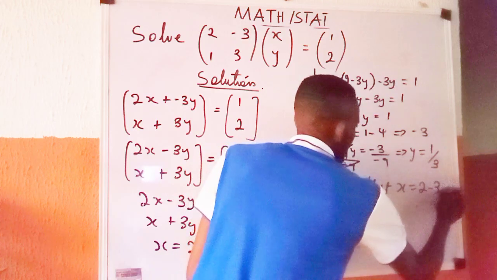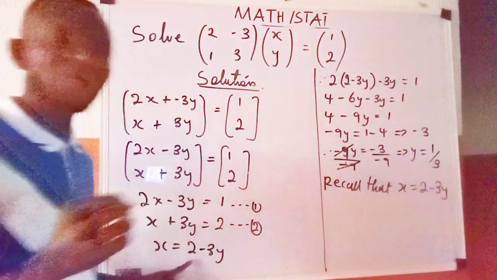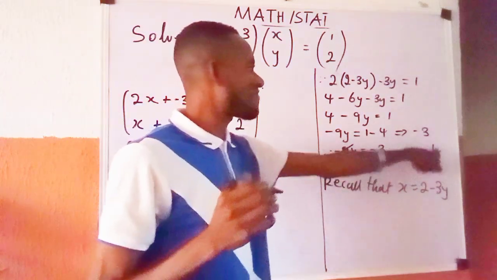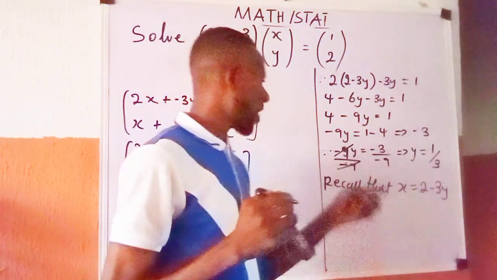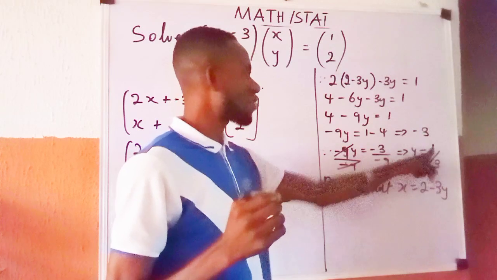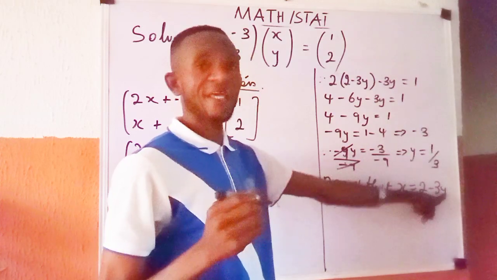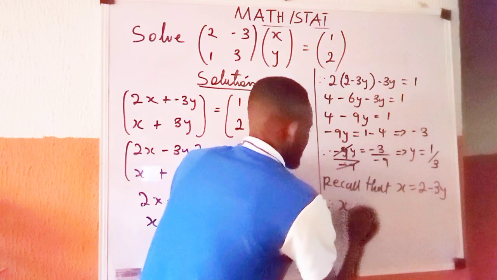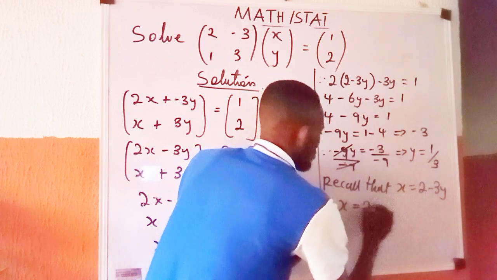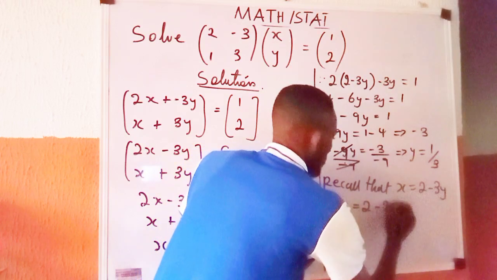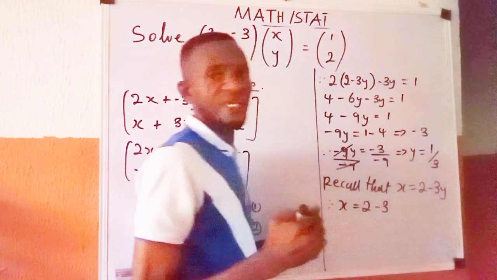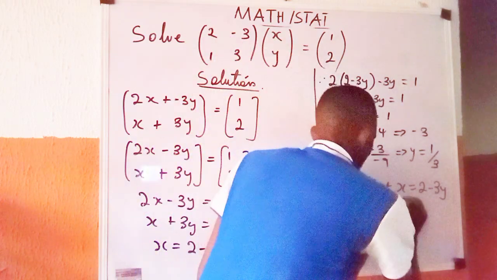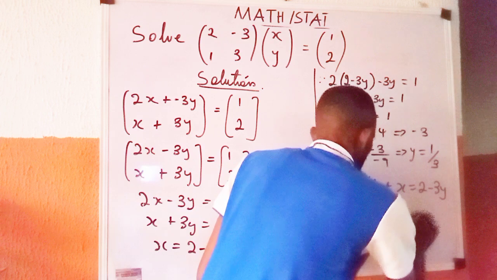2 minus 3y, which is what we had from equation 2. But our y now is giving us 1 over 3. So I will now substitute this 1 over 3 in place of y in this equation. Therefore my x now is giving us 2 minus 3. I won't write y again. What I'm now going to write in that place becomes 1 over 3. So I will now open the bracket and have 1 over 3 and close up the brackets.